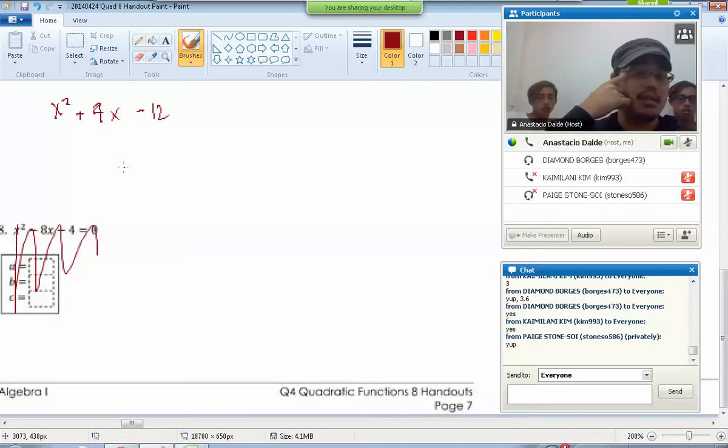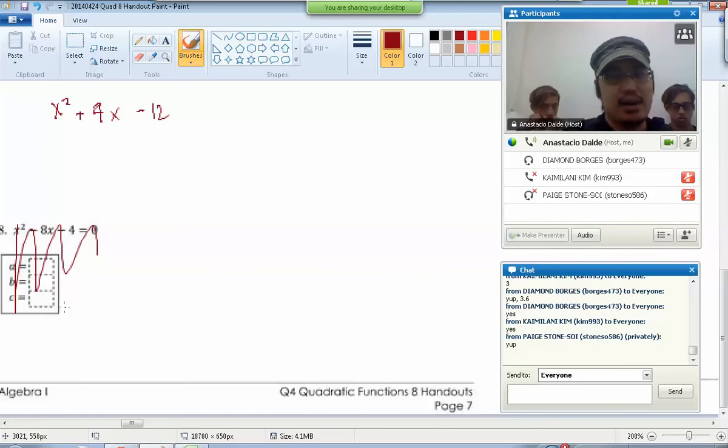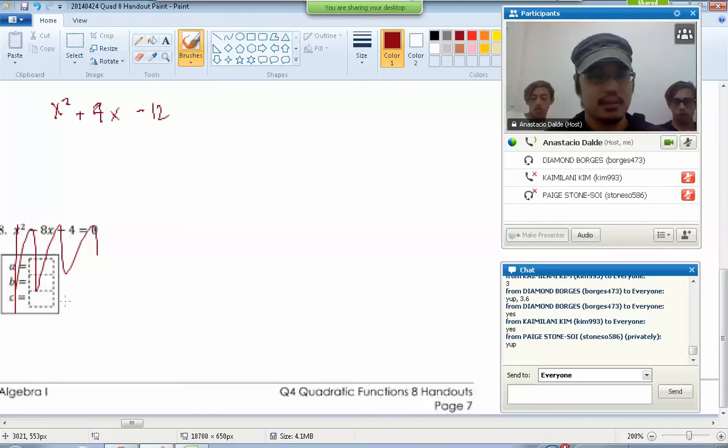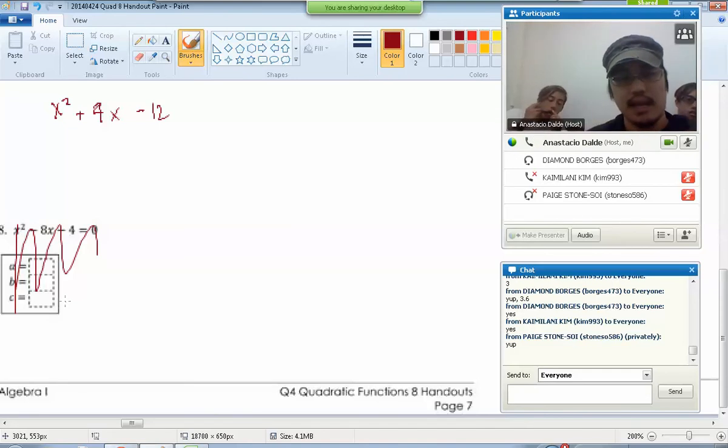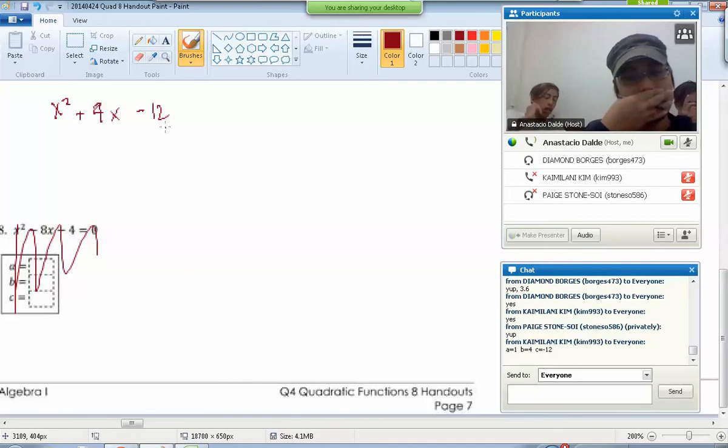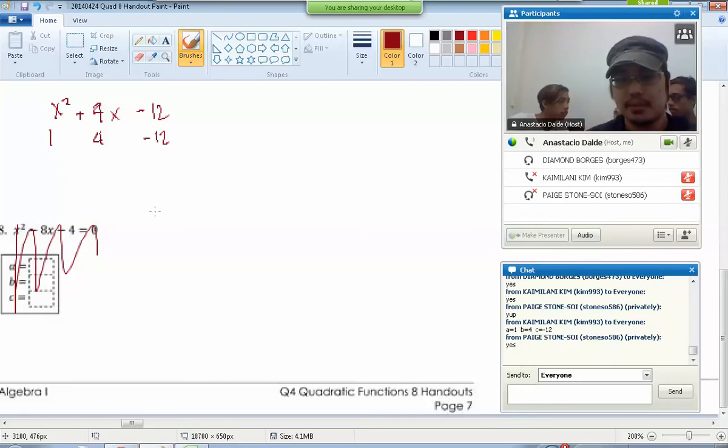Well, let's try to solve this one. Please identify for me, what is A, B, and C? Kimilani gave me all of them. A is 1, B is 4, and C is negative 12. Do you agree with that, Paige? Okay, Paige agrees with that, and you're absolutely correct. Okay, next one.